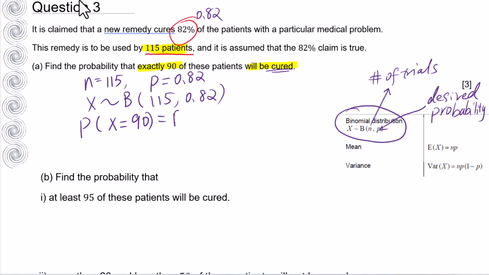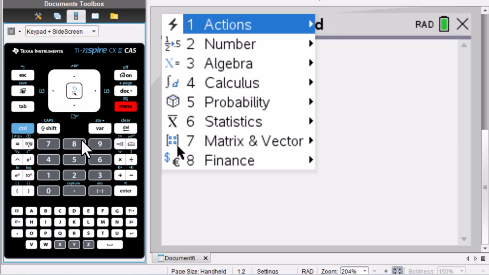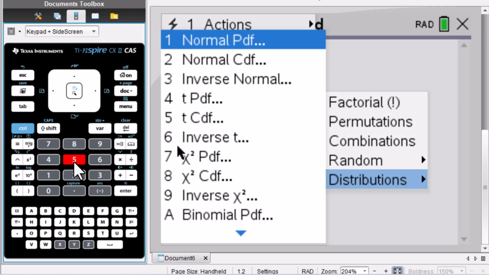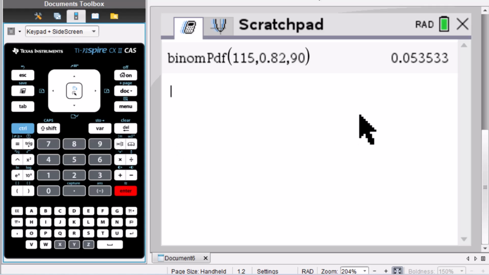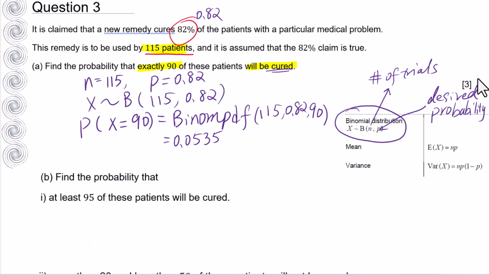Let's go to binomial PDF. Menu 5, 5, 8. Number of trials 115. Probability of success is 0.82. X value is 90. Enter. Answer is 0.0535.